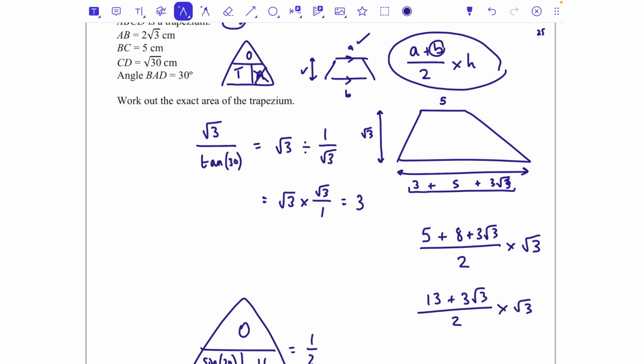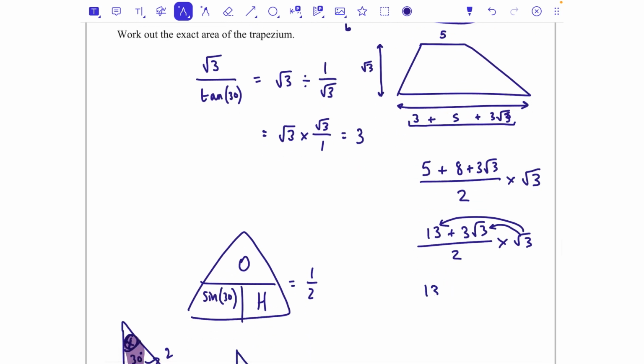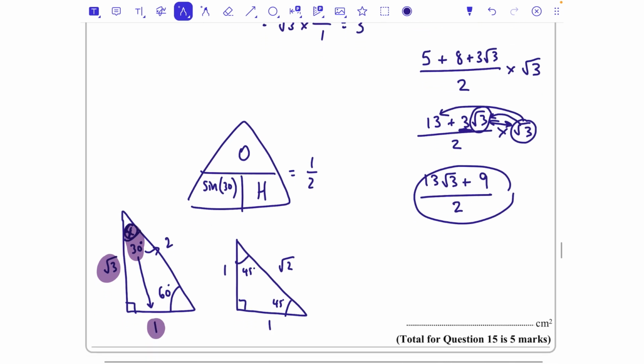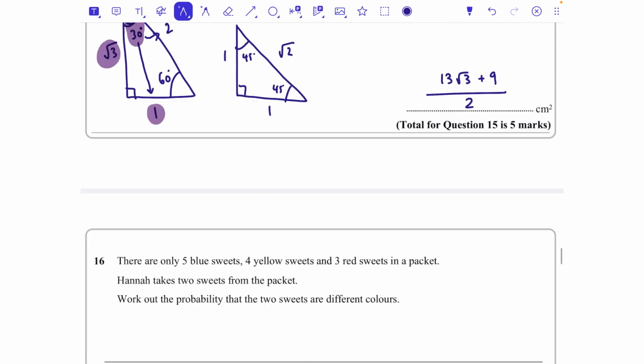times by root 3. Now I'm going to multiply this by each of these things, so that is 13 root 3, add. Now, when you have a root 3 times another root 3, it becomes 3 because you're essentially squaring a root. So I've got 3 here times another 3 coming from these, so that's 9, all divided by 2. Now, I was told to give my answer as an exact area, so I don't want to start breaking that down or worrying about it. That is going to be my answer. 13 root 3, add 9, all divided by 2. Well done if you got that. Very, very tricky, that one.